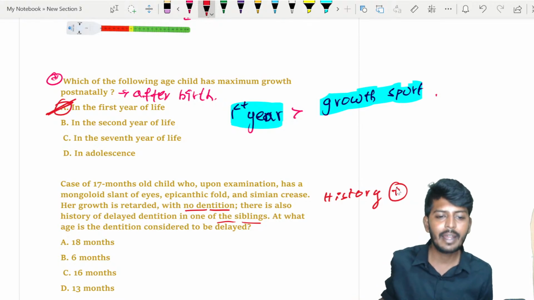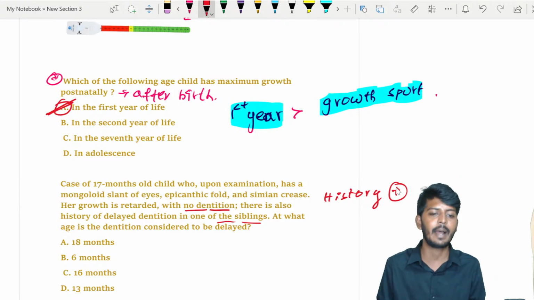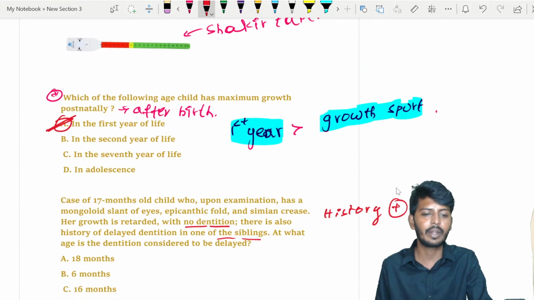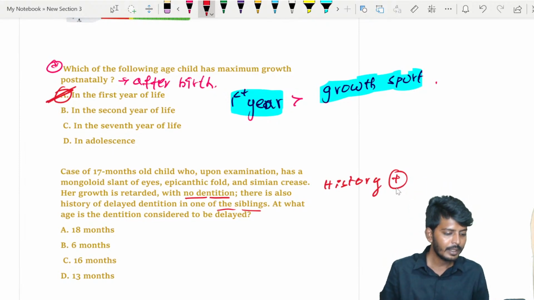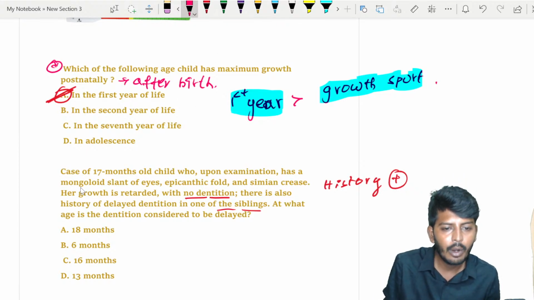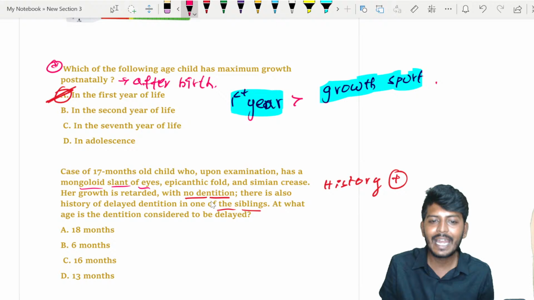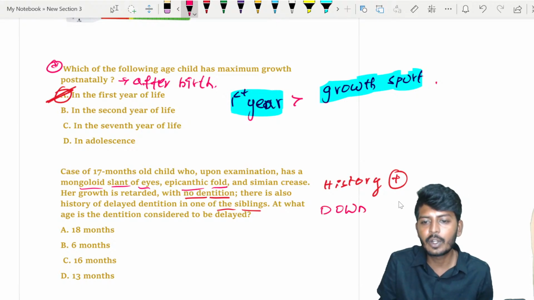The options are: option A, 18 months; option B, 6 months; option C, 16 months; and option D, 13 months. So which is the correct answer, my dear students? Please listen to me. This is a case of very important mongoloid slant of eyes and epicanthic folds. So this is a case of which disease? Down syndrome. So in Down syndrome, yes, they will have a delayed dentition.